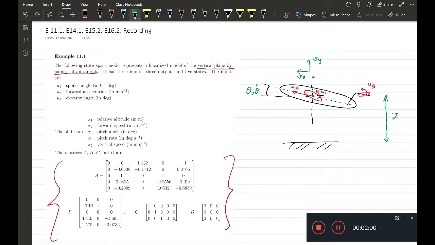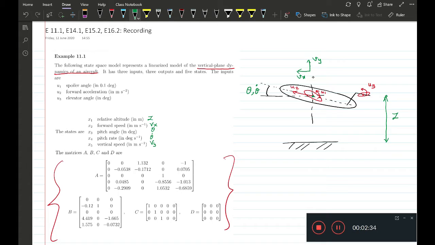So let's first rename these states to have some understanding. So x1 is the relative altitude, which I represent by z in this figure. The second state and the last states, the fifth state, are the forward and the vertical velocities. The third state is the pitch angle theta, and the fourth state is its derivative, theta dot, also called as pitch rate. Now these can be seen here in the sketch.